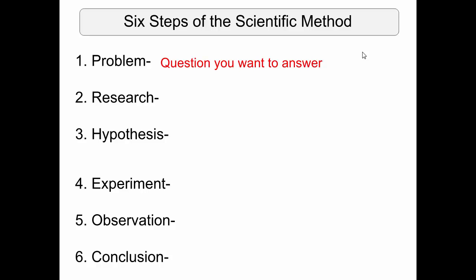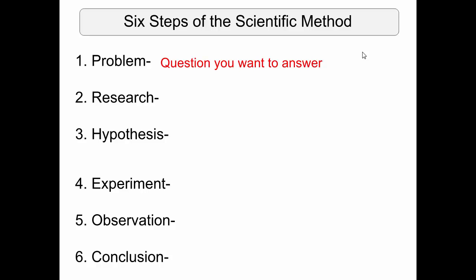So for example, in that plant experiment we were just talking about, what do you think the problem was that the girl was designing her experiment about? What question was she asking? Natalie? She was asking if red light or blue light changes how the plant grows. Yeah, would red or blue light change how a plant grows? That's the question she was asking. That's what she was trying to figure out using her experiment. So we start with the problem.